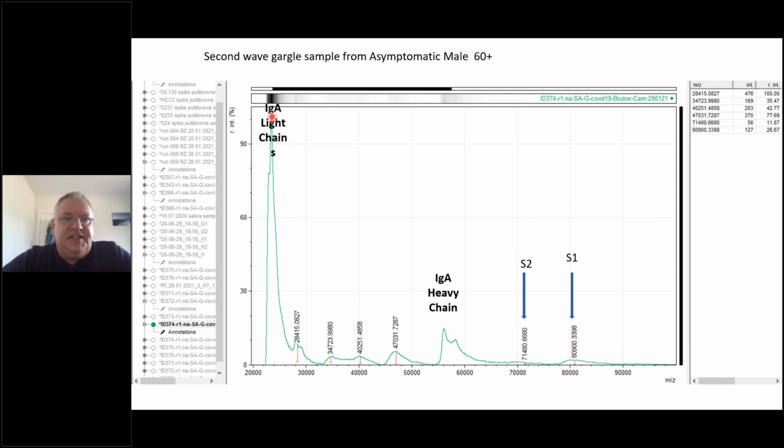Now, during the second wave that occurred in the UK, we were pushing our mass spectrometers to the limit to see if we could pick up asymptomatics. This is a 60-year-old asymptomatic. We could pick up our S1 domain, our IgA. We could normally pick up the S2, which is about 71, and sometimes we'd pick up another one about 62, which we think is where there's this additional cleavage going on, and a much smaller fragment being released.